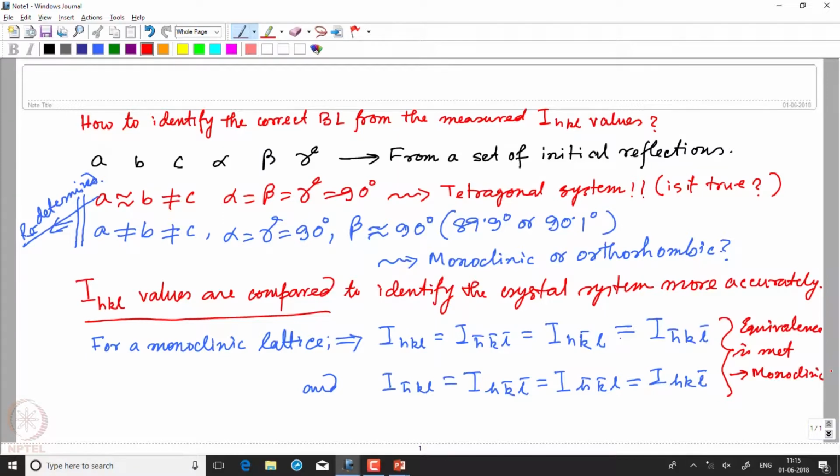So this confusion is avoided, that whether beta, when it is close to 90 degree, should we consider it as beta equal to 90 degree, or we take it as beta equal to something like 90.1 degree or 90.08 degree, which is very close to 90 degree. So in case it is really monoclinic, then these two conditions will be met. If it is not monoclinic, if it is orthorhombic, then a different condition will be met. And what is that different condition?